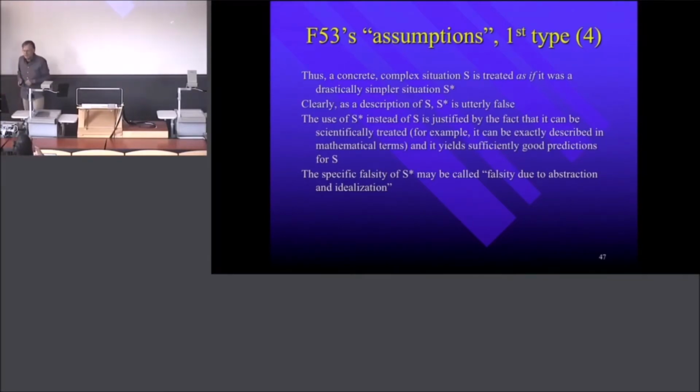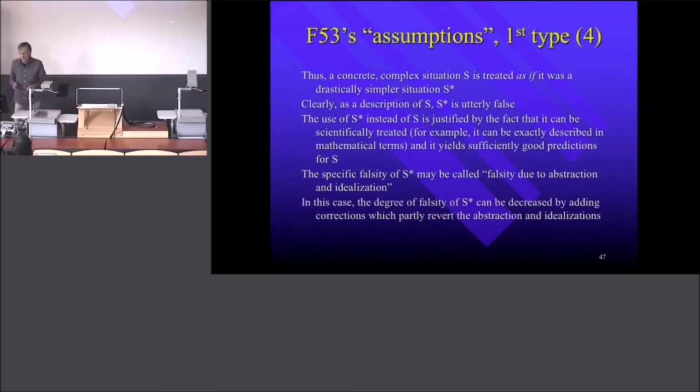That's the falsity due to abstraction and idealization, but that's only the first type. There's another type also in place, and that's then confusing perhaps. In this case, the degree of falsity of S star can be decreased by adding corrections which partly revert the abstraction and idealization. This is not in Friedman, but this is when you know other disciplines. In physics, for instance, if you have the law of free fall, you have the abstraction and the idealization, and you can revert that.